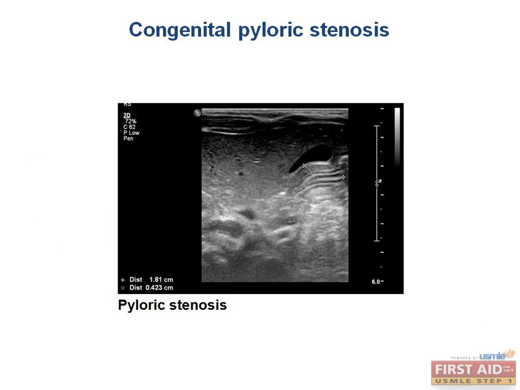Here we can see an ultrasound of a 5-week-old boy with non-bilious projectile vomiting. And here you can see this increased pylorus.